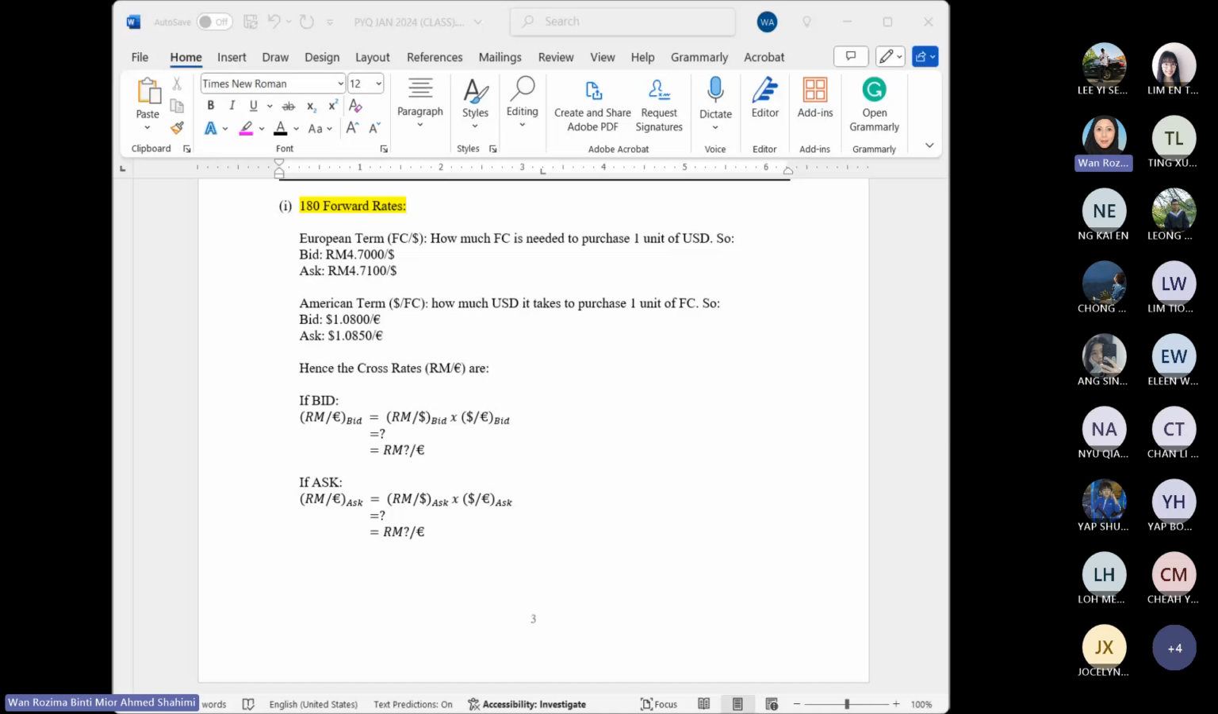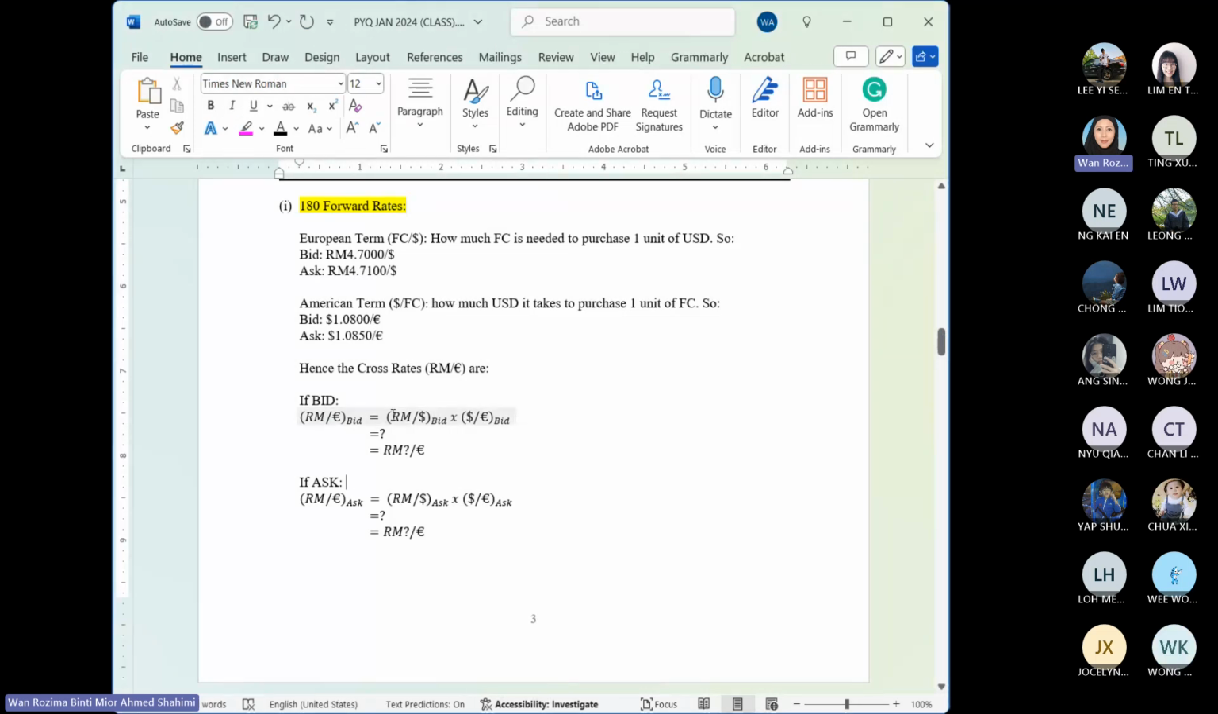Let's check. The question asks you to put this in the sequence of RM per euro, with Ringgit Malaysia as numerator and euro as denominator. So we can put Ringgit Malaysia, A against C, times C against B. That's what we learned in the class, isn't it? So we are dealing with bid and bid: Ringgit Malaysia against the intermediate currency, in this case USD, times USD against euro.